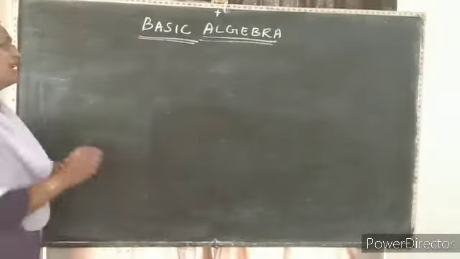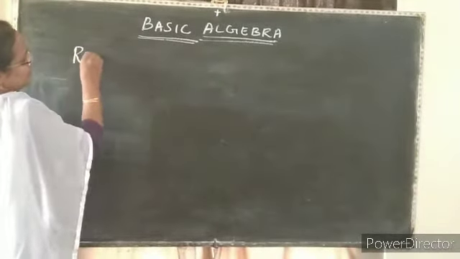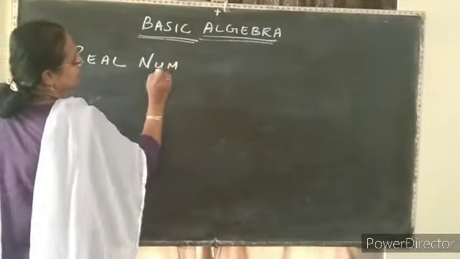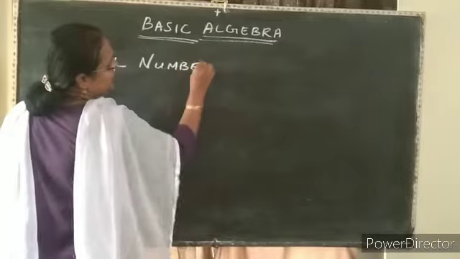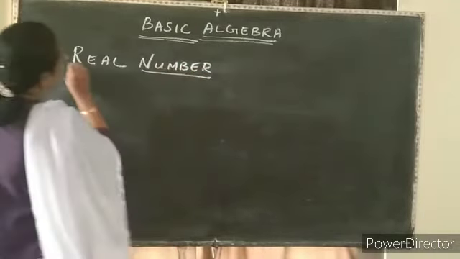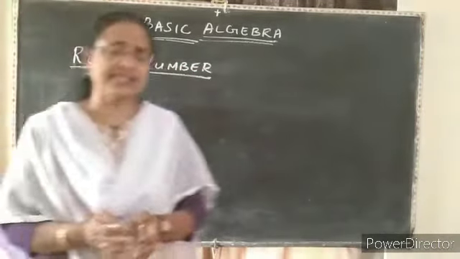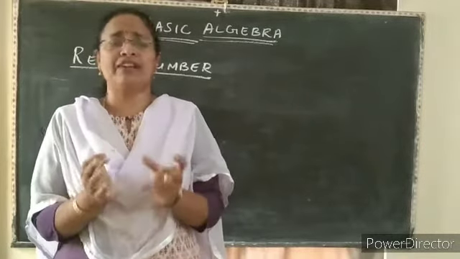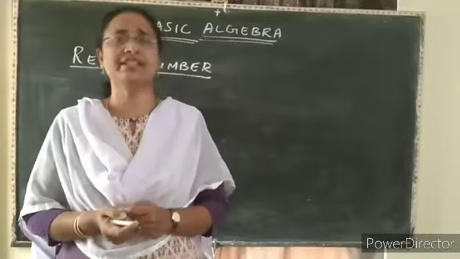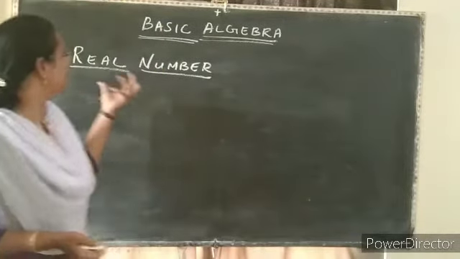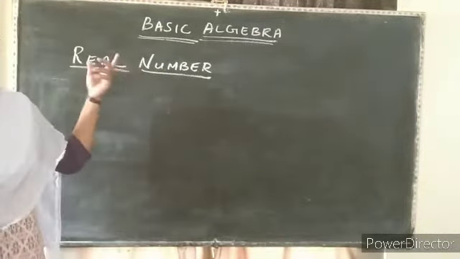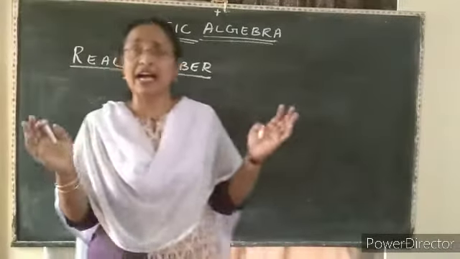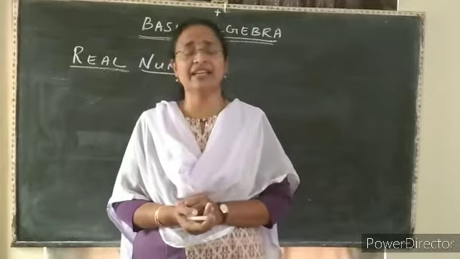Now to start up with, let's start with what is meant by a real number. We have learnt already what is meant by a real number. We know it, isn't it? Right from the first standard we are learning the number system, and we have categories of number system, and we have special names for each number also. So let's recollect what is meant by a real number. Now tell me, what numbers are termed as real numbers?